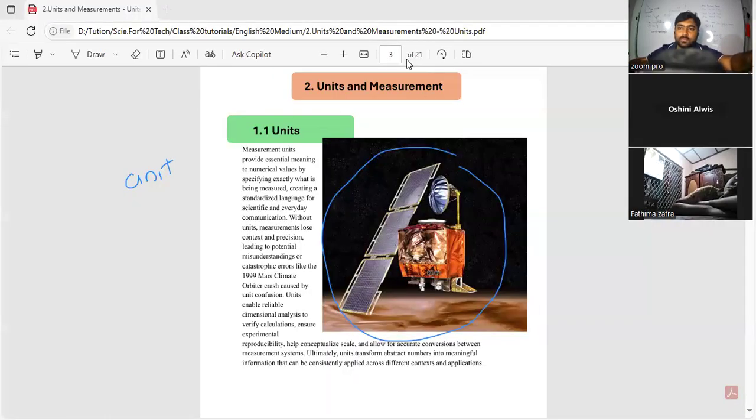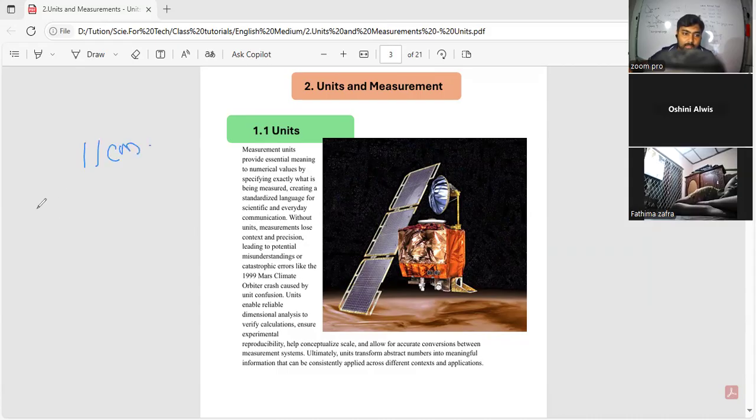Importance of converting the unit. Okay, in our syllabus, for units, think like this. You are writing an answer like this. You are writing 11 centimeter. However, the answer is 11.